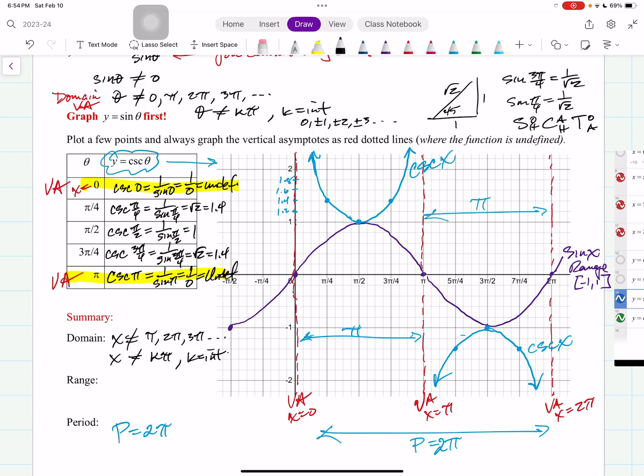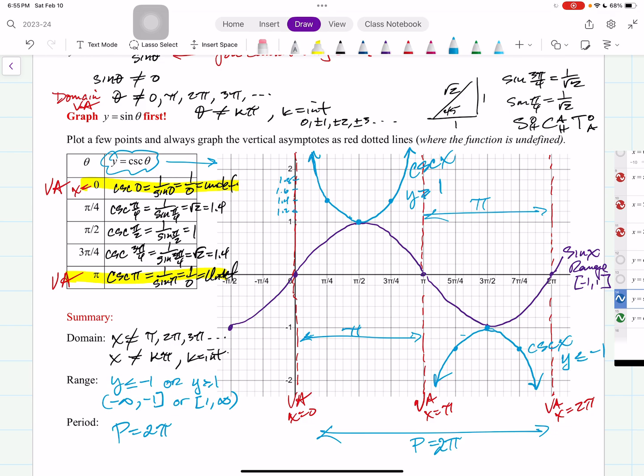And then the range, again, just like the previous function, the secant function, the upper portion, y values are greater than or equal to 1, and the lower portion, y is less than or equal to negative 1. So if you want to write it like that, that's fine. So y is less than or equal to negative 1, or y is greater than or equal to positive 1. Or using interval notation, you can go from negative infinity to negative 1 closed, or, 1 closed on the left, open on the right to infinity.